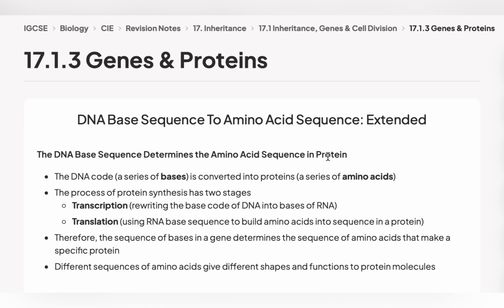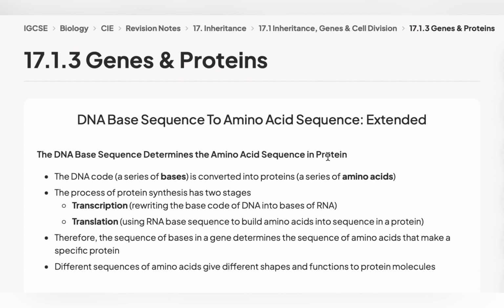Okay, so the first process is to change the DNA base sequence into RNA. That's transcription. Translation is when you use the RNA base sequence to build an amino acid sequence that will eventually become the protein. That's what we call translation. So I hope we get these two things clear. It's very important we understand the two processes that take place when protein is being formed, when protein is being synthesized. We need to get this very clear.